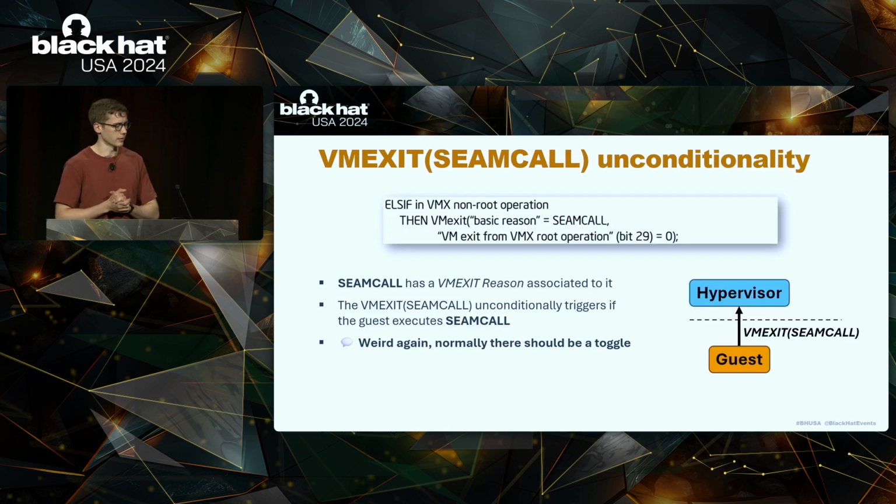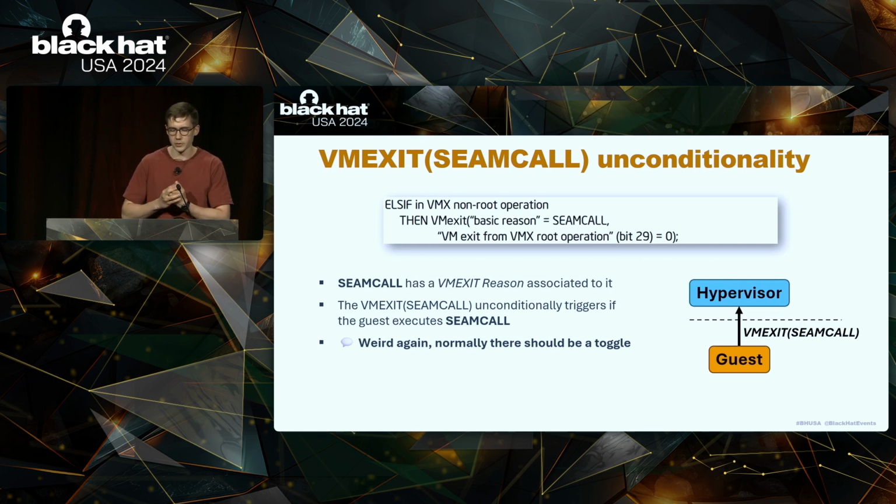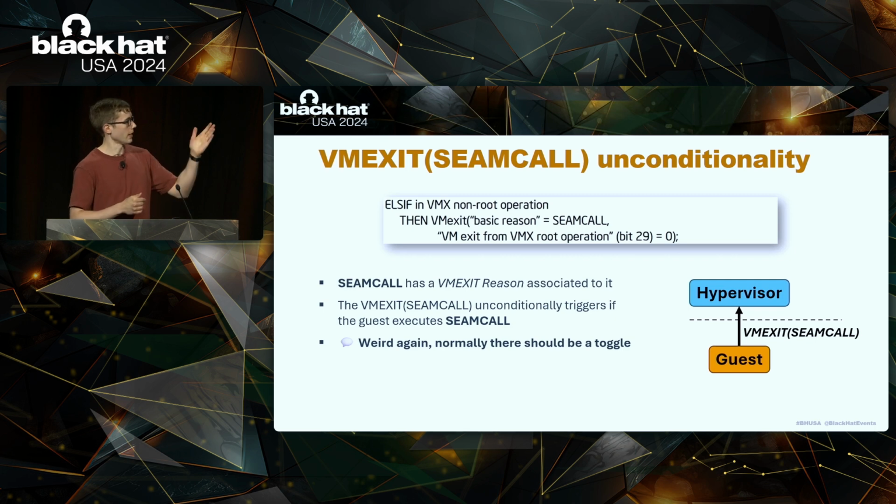The second thing that is striking in the pseudocode is that the SIM call instruction has a VM exit reason associated to it. And so if we forget about the whole TDX architecture and come back to the previous model where the hypervisor directly runs the guest, in that model, if the guest executes a privileged instruction, the CPU performs a VM exit, so it jumps back to the hypervisor, and it tells the hypervisor, hey, the guest just tried to execute that instruction, please emulate it.